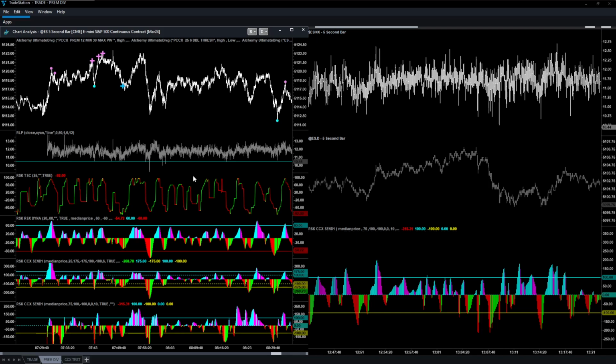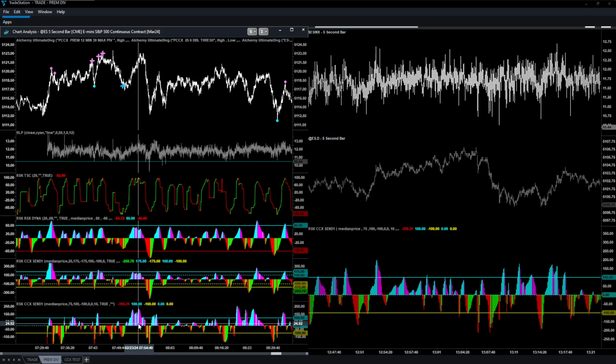Now, chart number 2 has the ES in data 1, the PREM in data 2, and then our indicators in the following subgraphs. The TSC is plotting data 1. The RSX DYNA is plotting data 1. The first RSK CCX send 1 is also plotting data 1, but the second RSK CCX send 1 is plotting data 2, namely the premium. Okay?